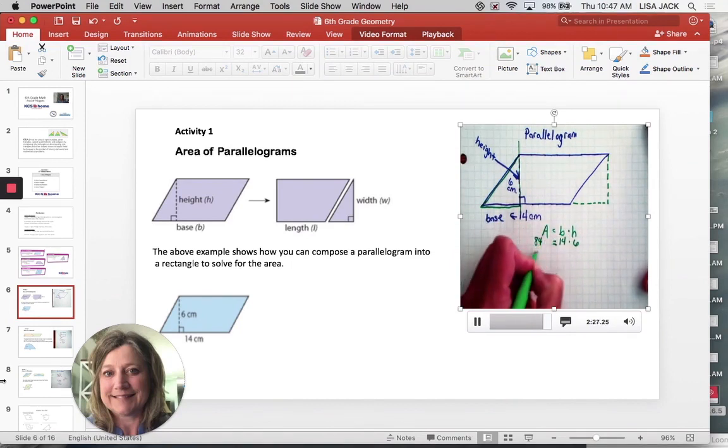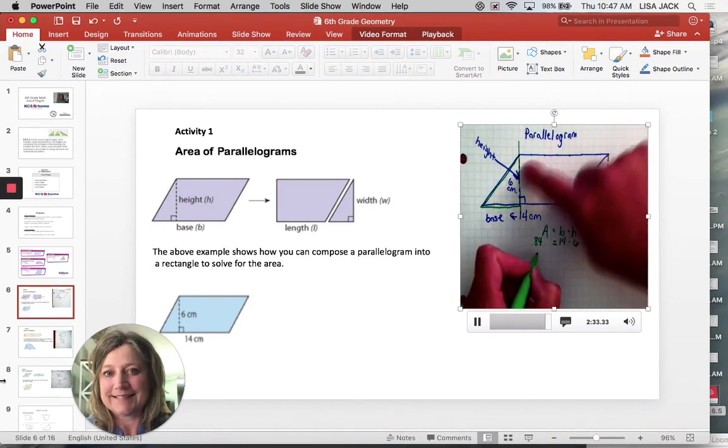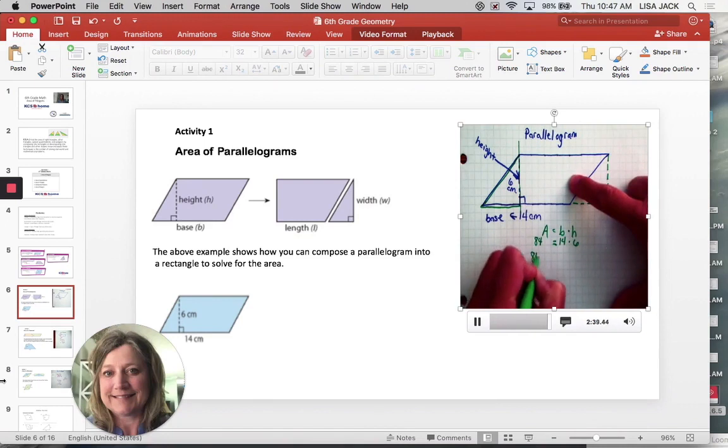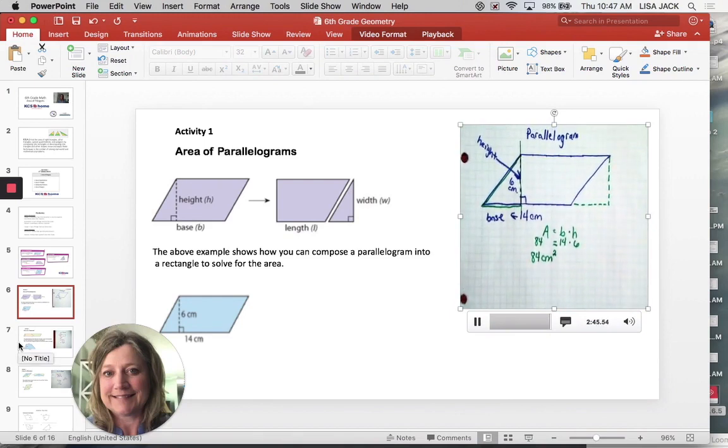And we don't just leave it as 84 because it tells us it's centimeters. And when we're talking about area, we're talking about everything that is inside the figure. So therefore, it would be called 84 centimeters squared. And that is how we find the area of parallelograms.